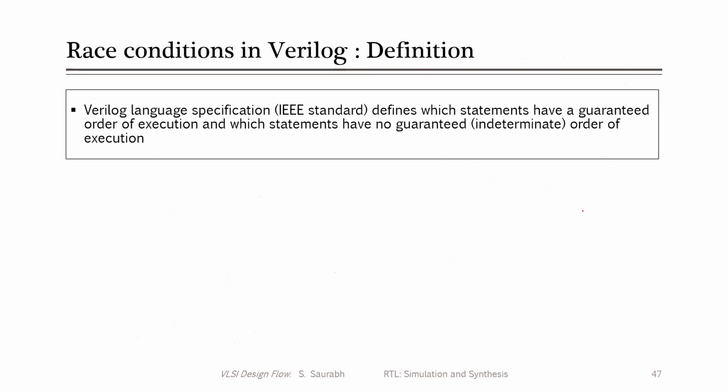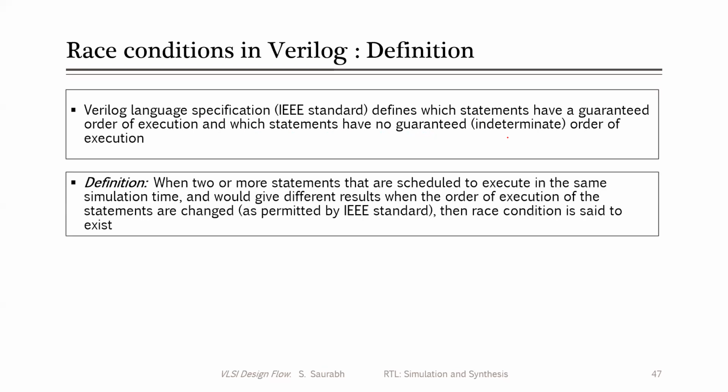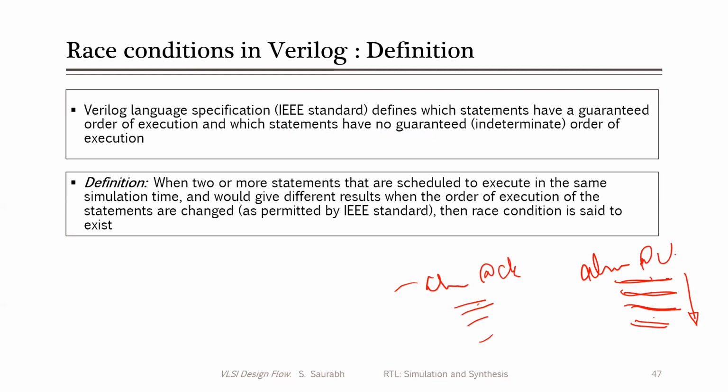One, the most important thing, is the race condition in simulation. So what is a race condition? Now in Verilog, the language specification defines which statements have a guaranteed order of execution and which statements have no guaranteed order of execution. For example, the statements inside an always block will always be executed sequentially, one after the other. This is guaranteed. But if you have multiple always blocks, any one can be triggered first, if the same event occurs, for example, the clock here also, clock here also.